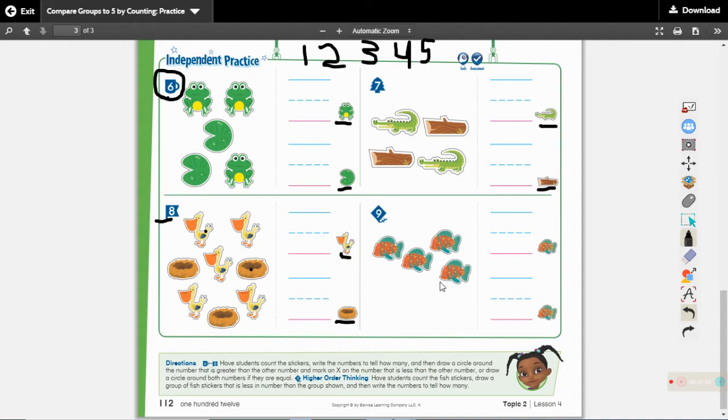Nice job. Look at the two numbers and figure out which one comes first. Whichever one comes first is less than the other one, you need to put an X on it. And then whichever one comes last is greater than, you need to circle it.